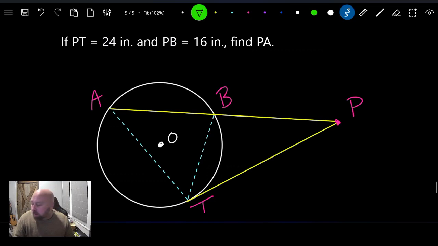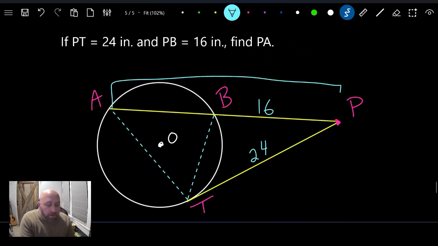This is maybe number 5 or 6, something like that. Now it's telling us to use the next theorem, Theorem 64. So I drew a picture of what Theorem 64 has for us. And it says if PT is 24, so we're going to put 24 inches there, and PB is 16, find PA. So we're finding this one right here, this big section.